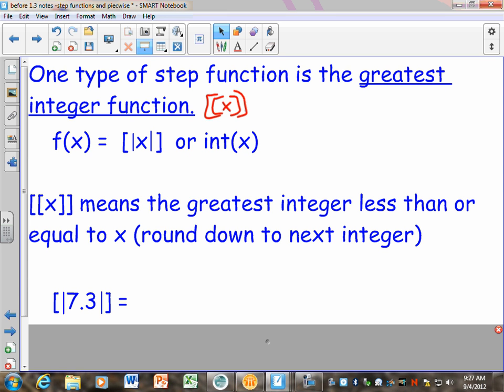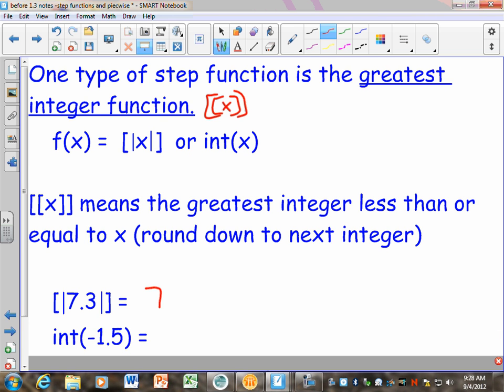So if I said evaluate the greatest integer of 7.3, you're going to round down to the next integer. What would be the next integer rounded down from 7.3? 7. What about 7.9? What would you get? 7. You round down every time. So even at 7.9, that's going to give you 7, not 8 out of that.